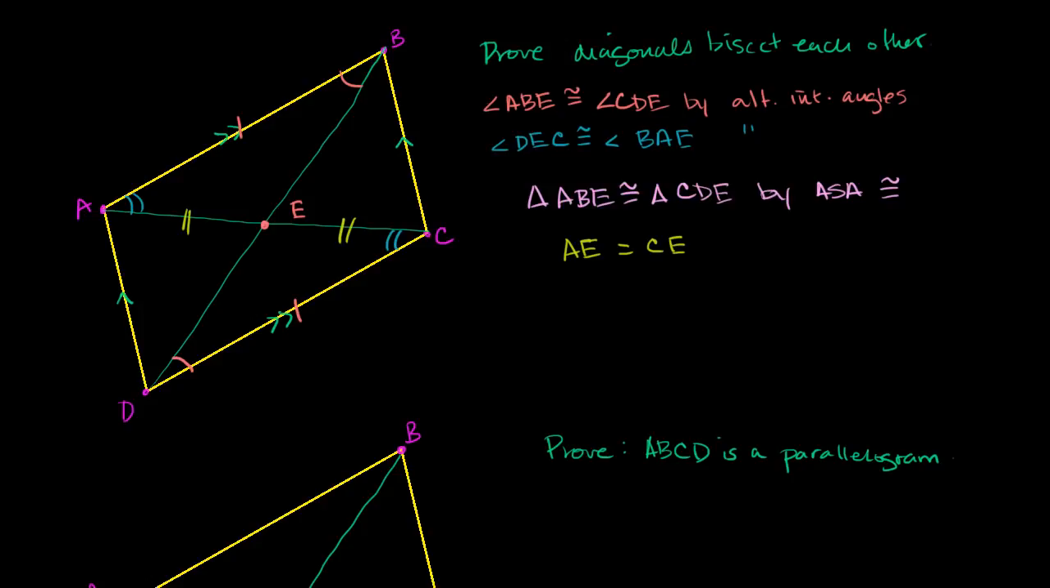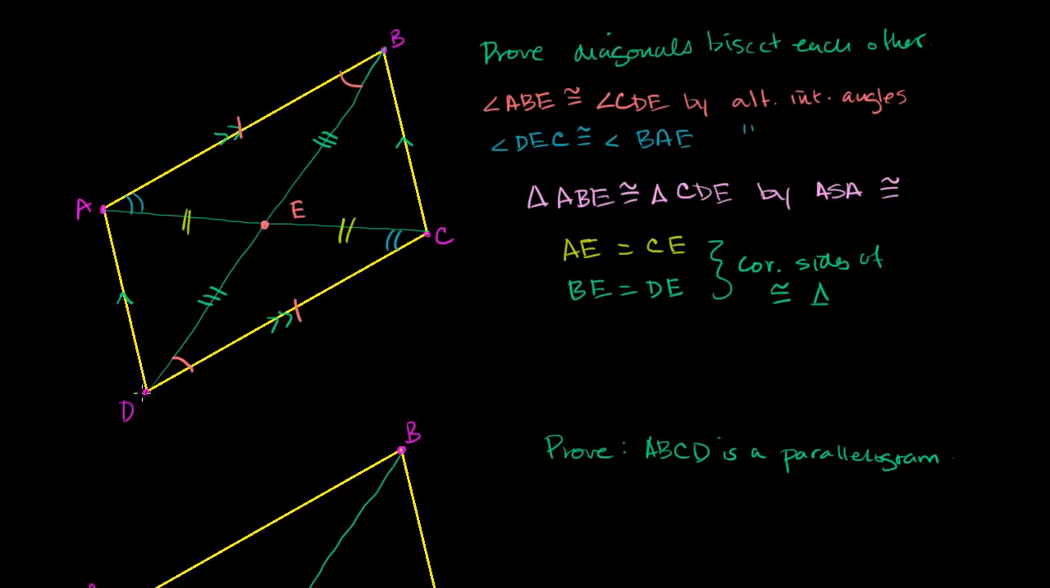Now, by the same exact logic, we know that BE must be equal to DE. Once again, they're corresponding sides of two congruent triangles, so they must have the same length. So this is corresponding sides of congruent triangles. So BE is equal to DE. And we've done our proof.